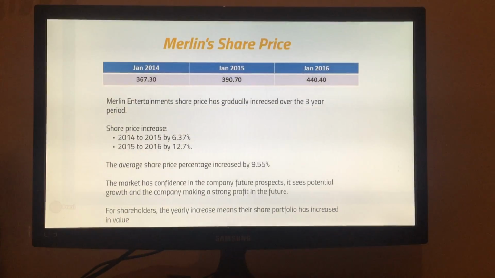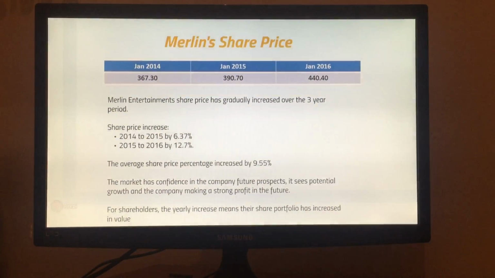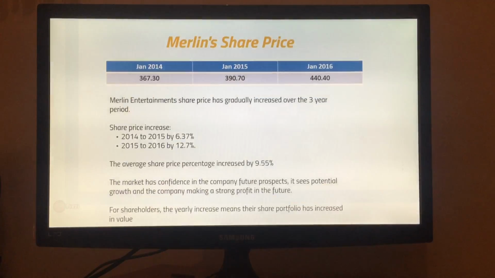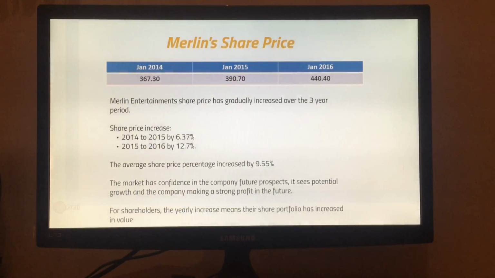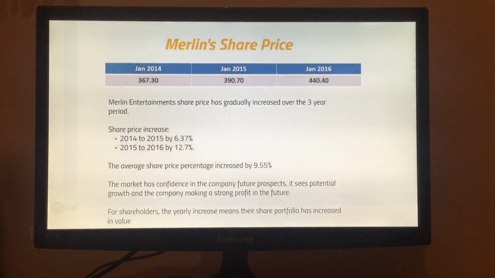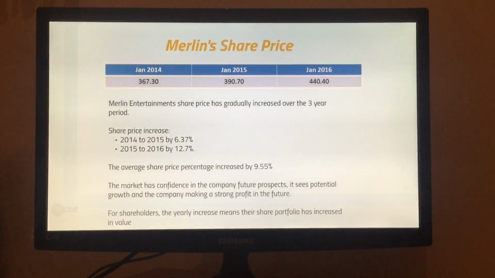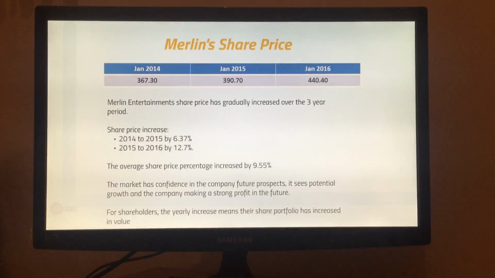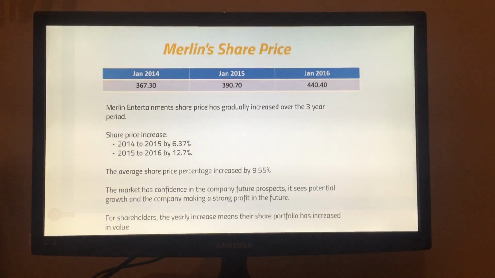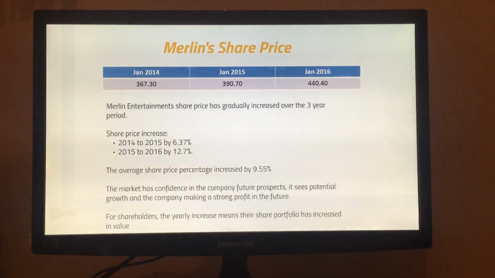Here we have Merlin's share price over 3 years. Merlin Entertainment's share price has gradually increased over the 3-year period. Share price has increased by 6.37% from 2014 to 2015 and has again increased by 12.7% from 2015 to 2016. The average share price percentage increase is 9.55%.